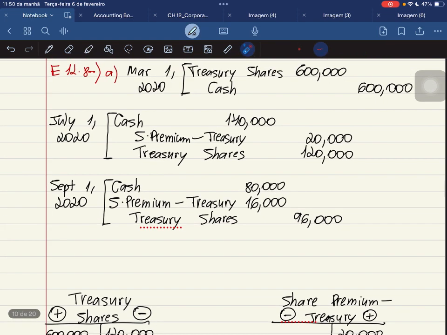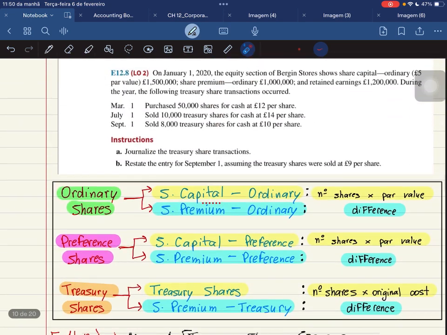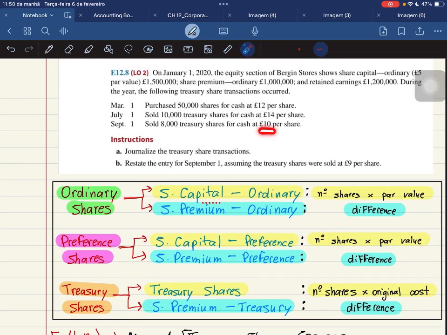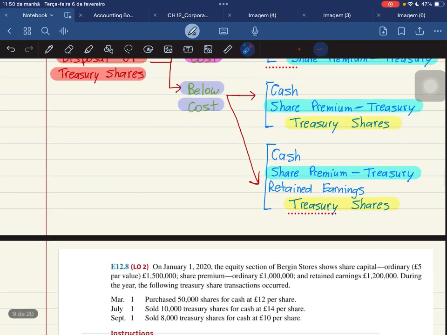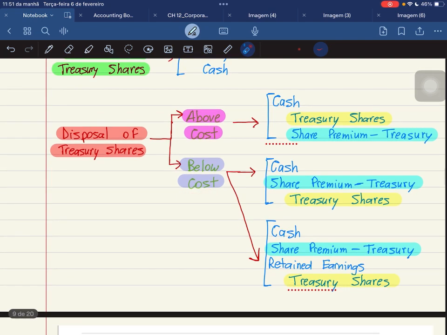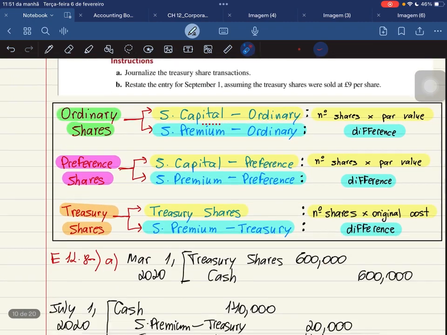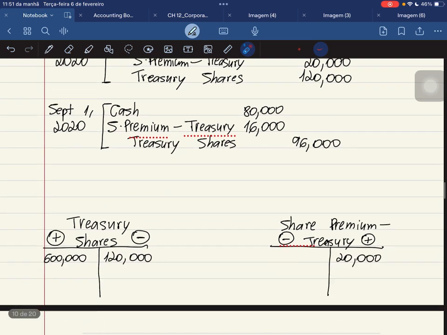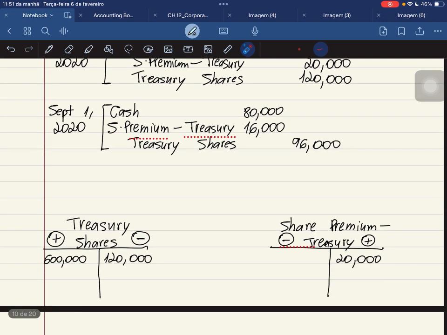Let's check the cheat sheet. This one, September 1st, we sold it for 10, right? So we actually sold it for less than the cost, below the cost. So if we take a look here, below cost, we can have two entries, right? In this case, this was the entry that we used. So that's why share premium treasury, in this case, is debited because we sold it below the cost. Okay, that is letter A.